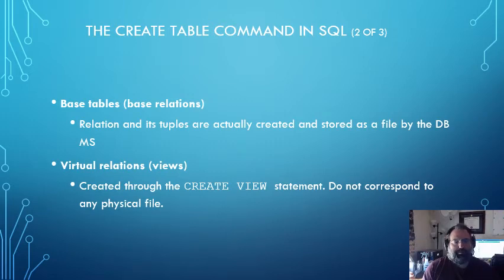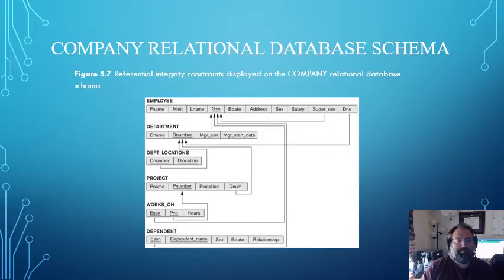Base tables or base relations are relations whose tuples are actually created and stored as a file by the database management system. Virtual relations, or views, are essentially like a table, acting like a table, but not really a table. They are typically created through the use of CREATE VIEW followed by some form of SQL statement, and they do not correspond to a physical file unless it is a materialized view.